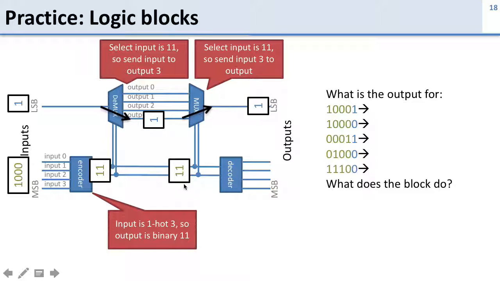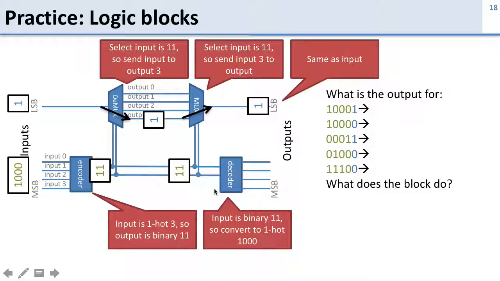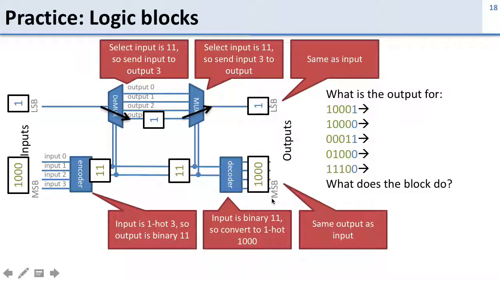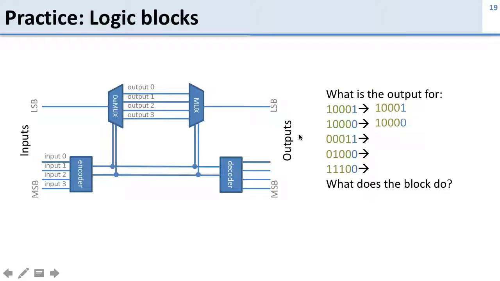Similarly, the decoder here takes in a binary 1 1 as its input, and it's going to convert that into a 1 hot 1000 as the output. So what we see is we get the same output as the input. So if we have this input here, we get the same thing for the output. And it's going to be the same way for the next one. Here all we've done is change the least significant bit to a 0, but it's still going to flow through.